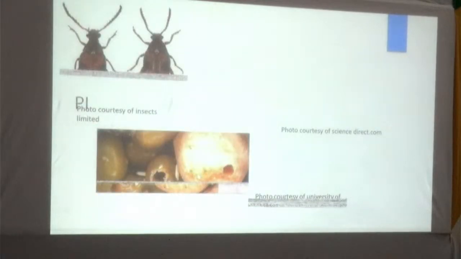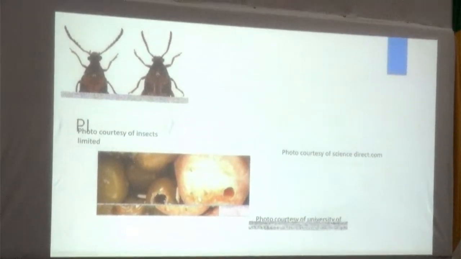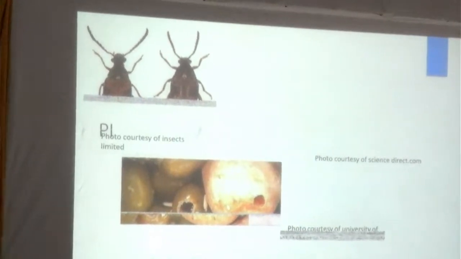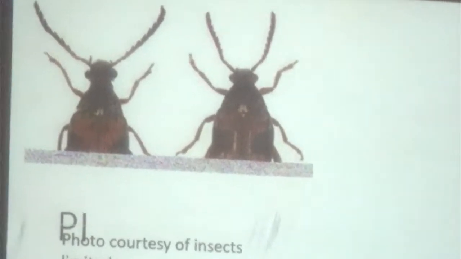So here we have a pictorial slide. It's not very clear, maybe because of technology as well. So the first slide basically was to show us the difference morphologically between the male and the female. We had another one over there of the life cycle, which we have gone through also. And the bottom part is to show us the damage we should expect from bruchids.